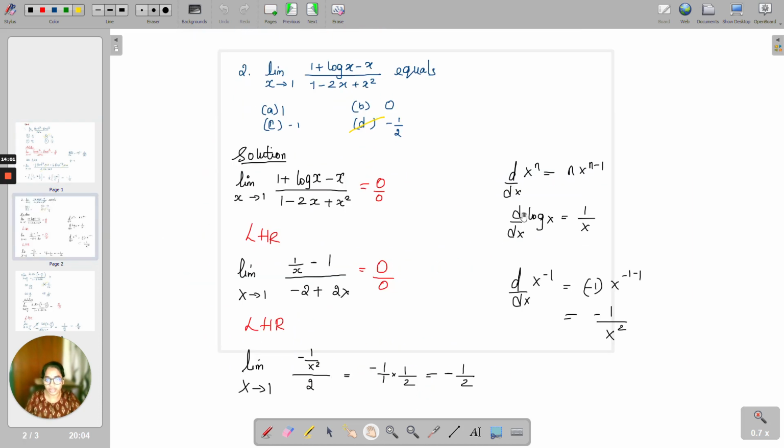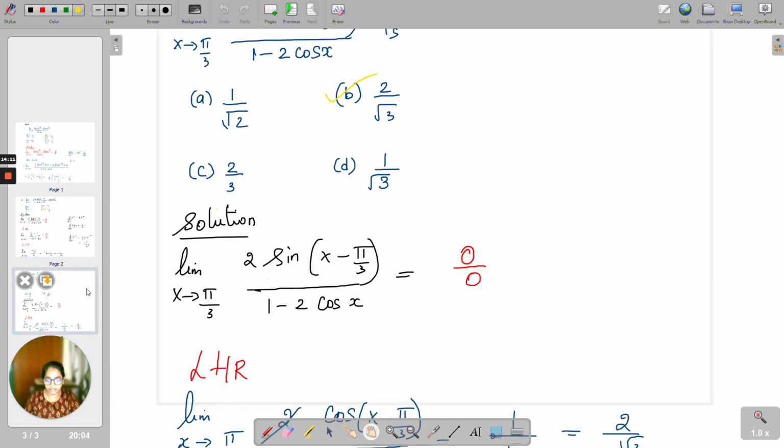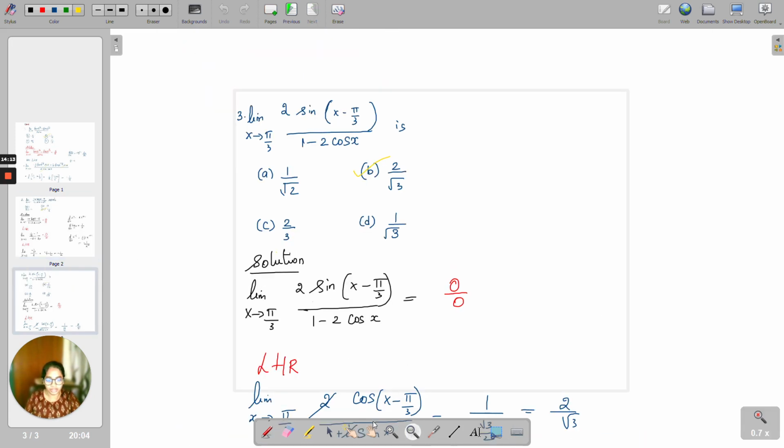So what again in the second problem? It was a 0 by 0 form. We used the L'Hospital's rule and we got the desired limit. The same thing with the third problem.